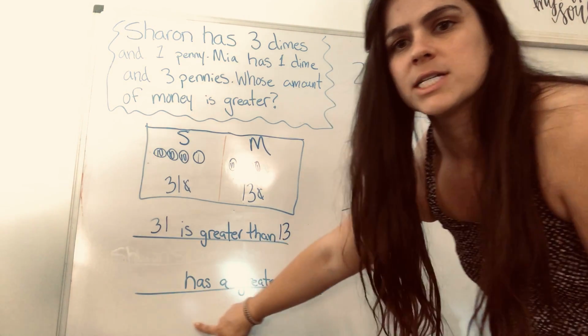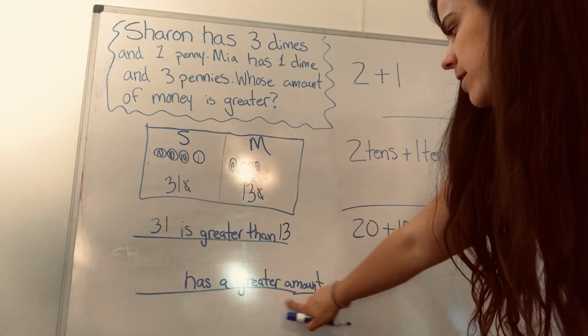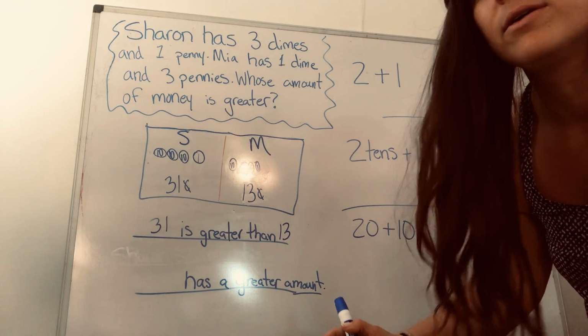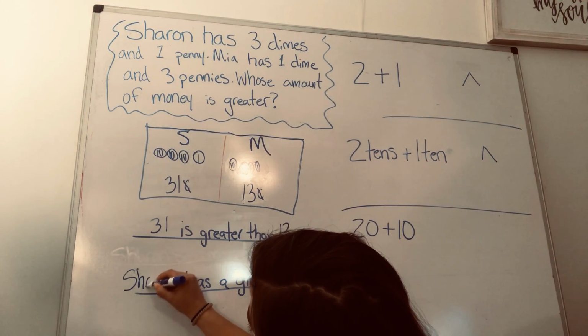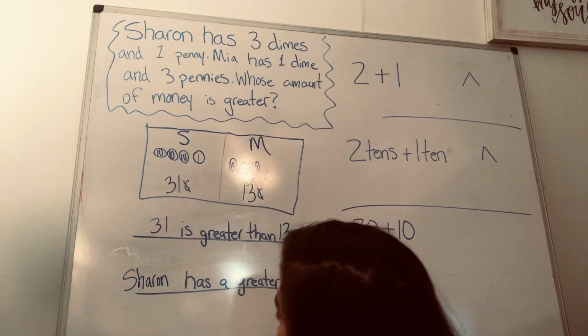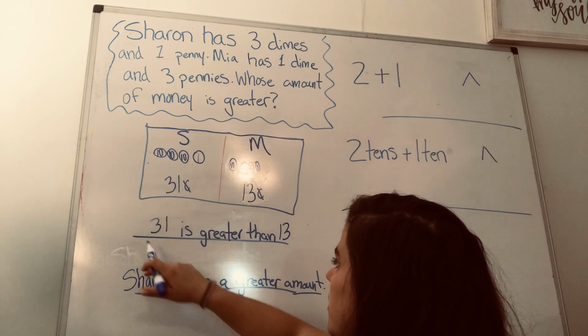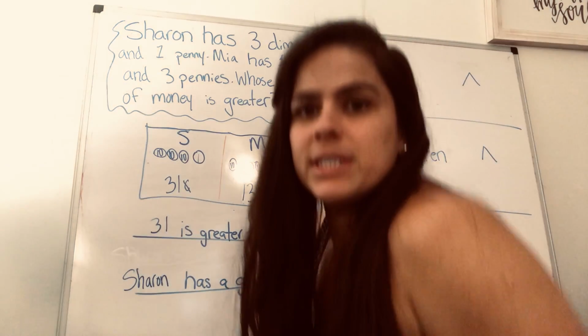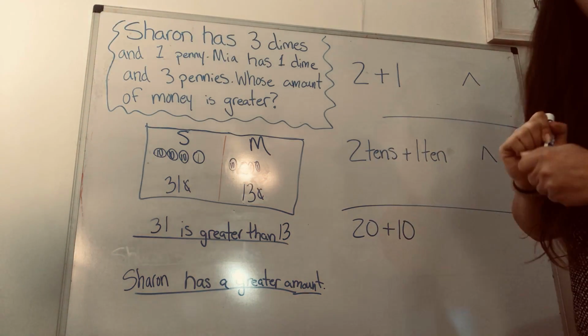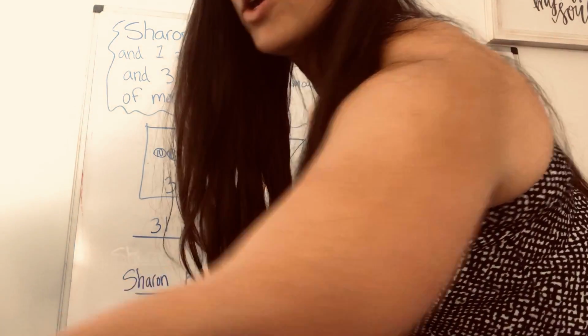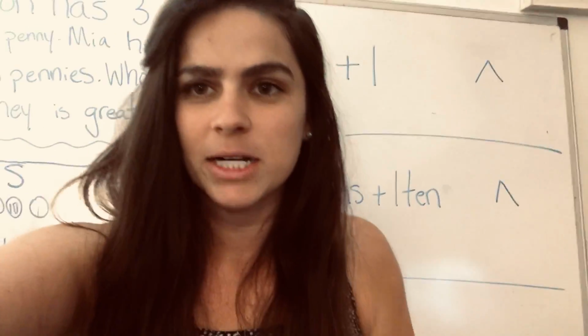And then I did another sentence stem, has a greater amount. Who has a greater amount? Sharon. So you can write this sentence on your lines on your paper. Sharon has a greater amount because 31 is greater than 13. Okay, great job. Now we're going to work on something a little bit different.